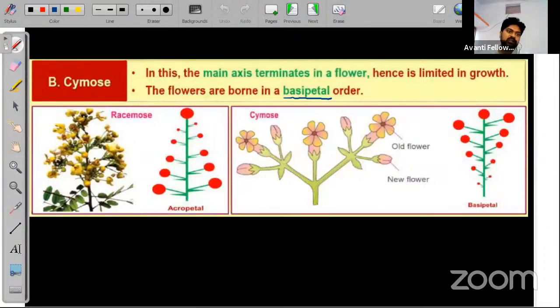Okay. So this is the complete definition of cymose. In this, the main axis terminates in a flower, hence the growth is limited. So this is the structure of the basipetal arrangement, where the old flower is present at the apex and new flowers are generated on the basal side. This is acropetal, where new flowers are generated on the apex side and old flowers are situated on the basal side.